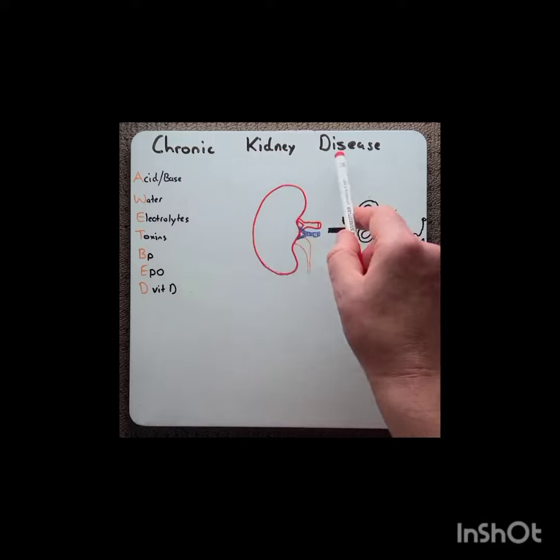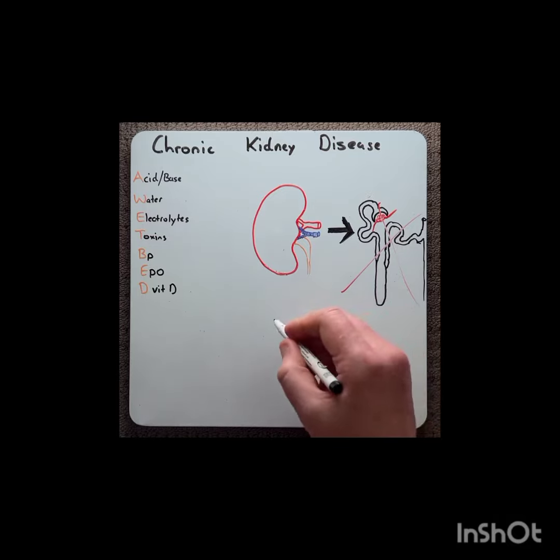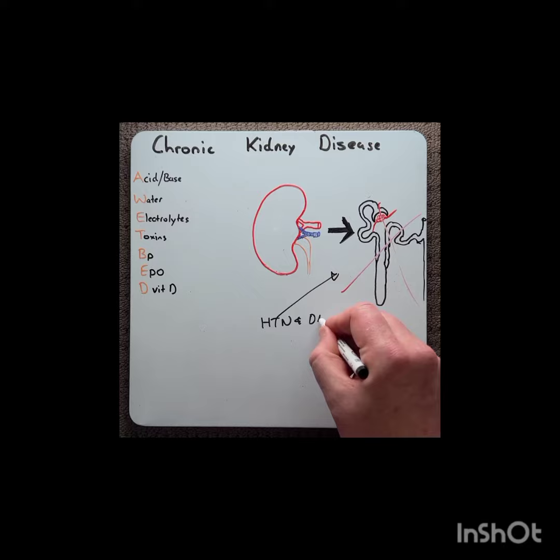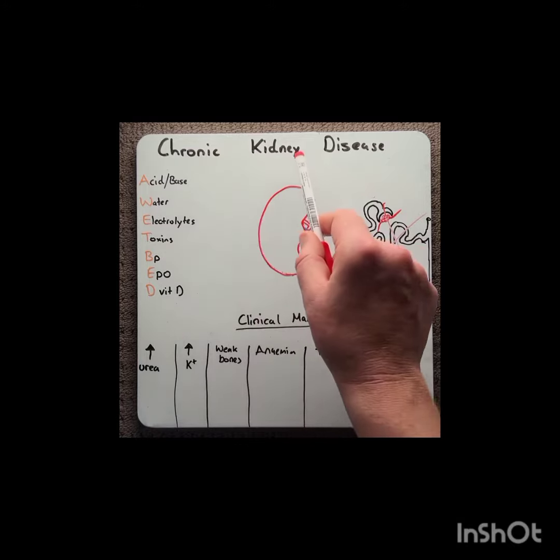So in chronic kidney disease, we see the progressive and permanent loss of nephrons, most commonly due to poorly managed hypertension and diabetes mellitus. Once around 80% of nephron function is lost, we start to see the clinical manifestations associated with chronic kidney disease.